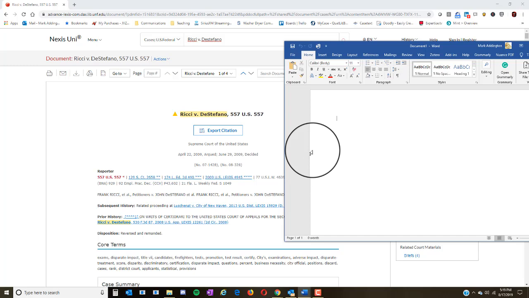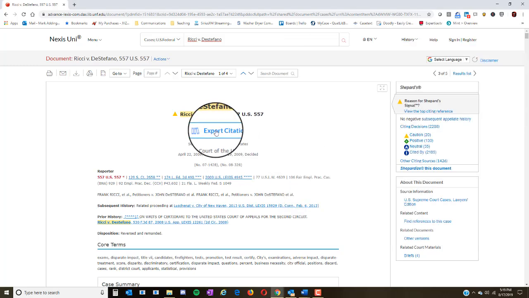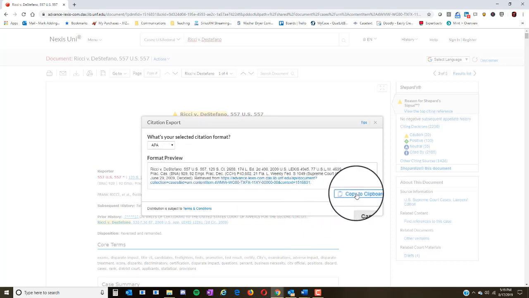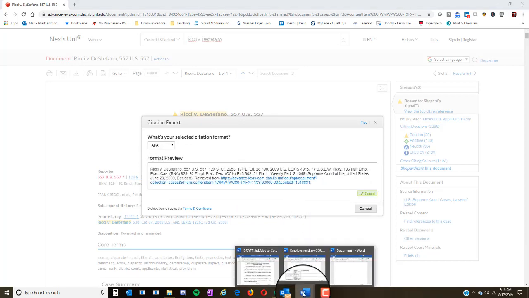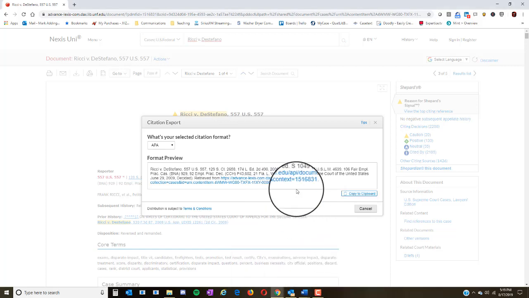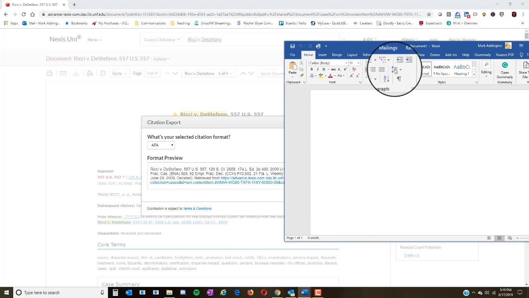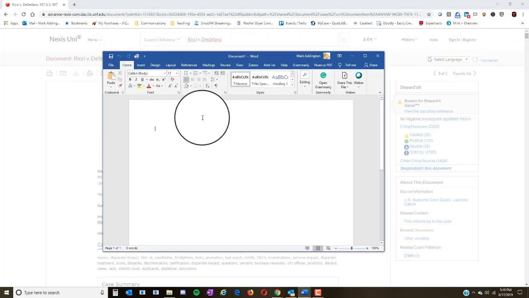That is part of the citation. You can export the citation, and there's a lot here in terms of exporting the citation. But I kind of wanted to break it down for you so that you could get a feel for what all this stuff means.